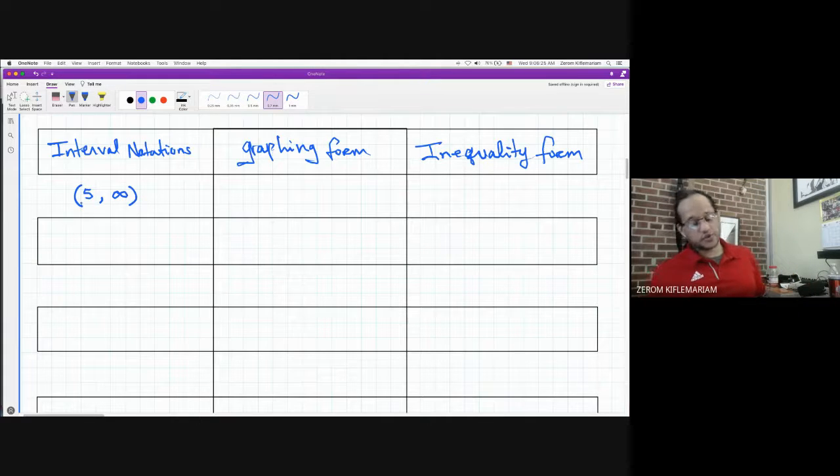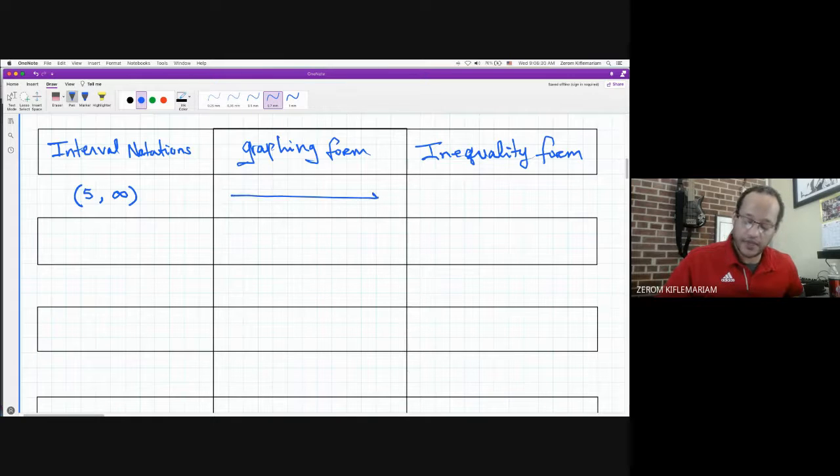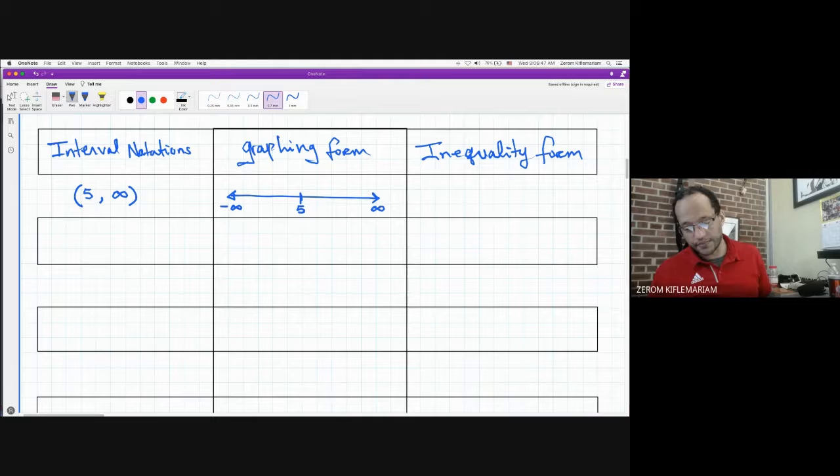If this one is given like this, as a graph, the number that I'm only interested in would be the number 5. The other numbers are going to be negative infinity, positive infinity. We want to put the 0, 1, 2, 3, negative numbers on the left, positive numbers on the right.